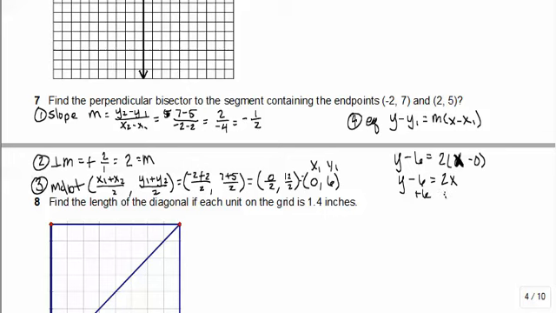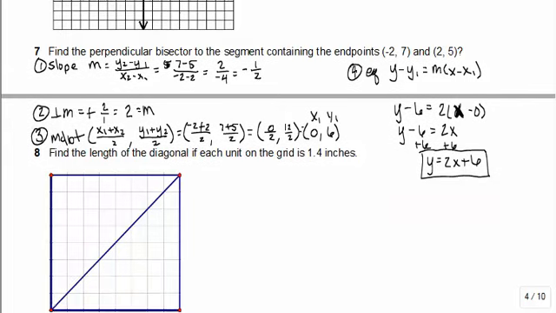Add 6 to both sides. y is equal to 2x plus 6. That is your answer for number 7. Hopefully all that fit on your page. You should have had enough room. I just didn't for mine.